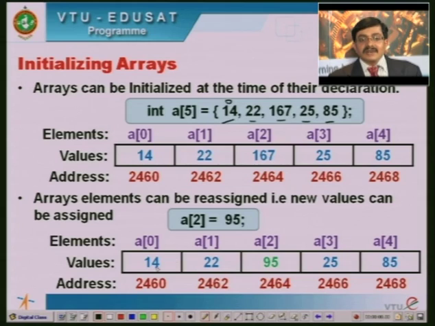Now we can see that a of 0 is unaltered, a of 1 is also unaltered, whereas a of 2 is overwritten with a new value. So here the a of 2 value is 95, whereas the earlier value was 167, and a of 3 is untouched and a of 4 is also untouched. Their values remain the same.